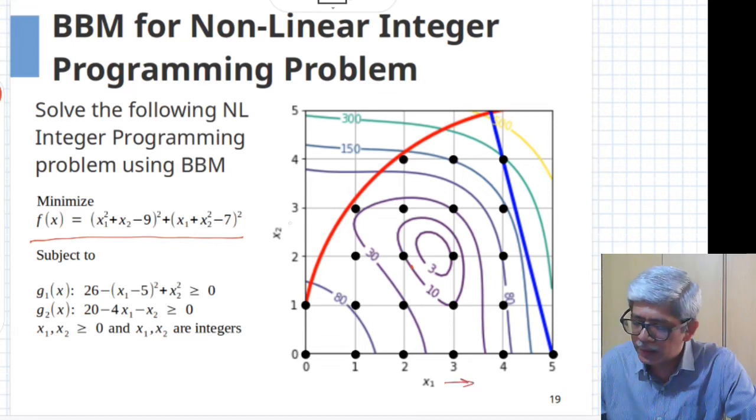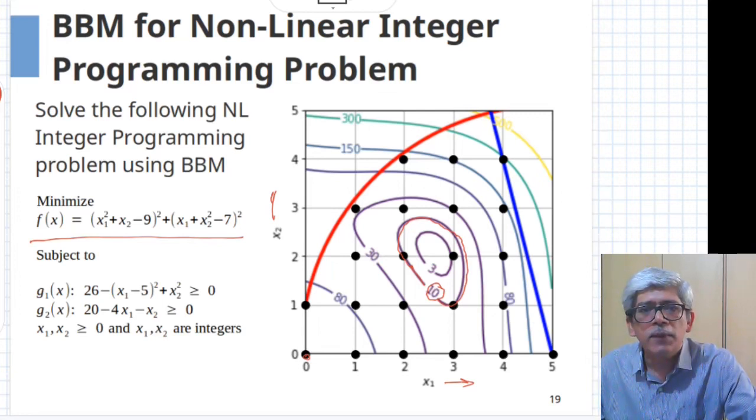So x1 is on the x-axis, x2 on the y-axis, and for example this 10 indicates a contour line, and along all these lines the function has a value of 10. The black dots that you see here are the feasible integer solutions to this particular problem. Out of those dots, which dot has the minimum value of the function is what we are trying to find out. And for this we are using the branch and bound method.